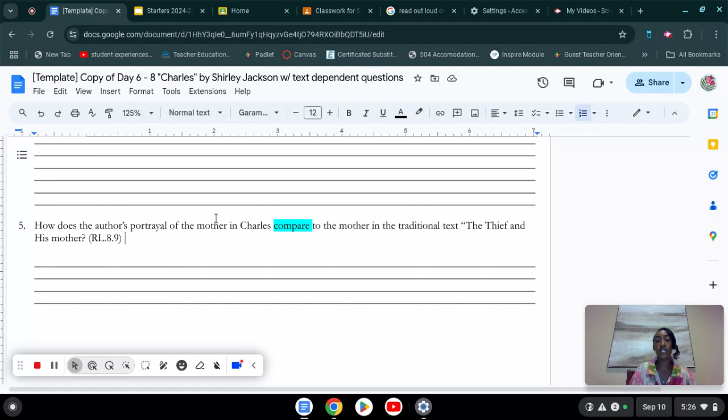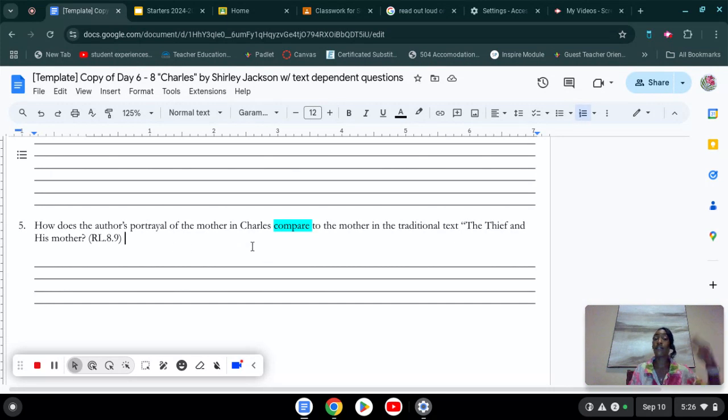Again, this question is not asking for any quotes. It doesn't ask you to put any details in. All it's asking you to do is, can you compare and contrast them? What are some things that they have the same? What are some things that they do differently? How are they alike? So how can we compare them? Or how are they different? So that's what you're doing for question number 5.